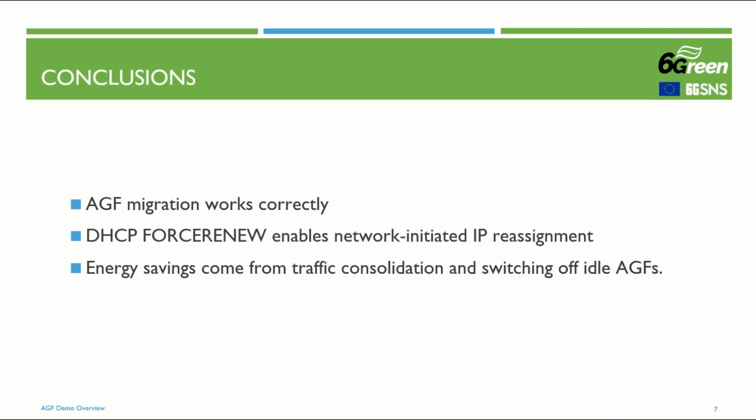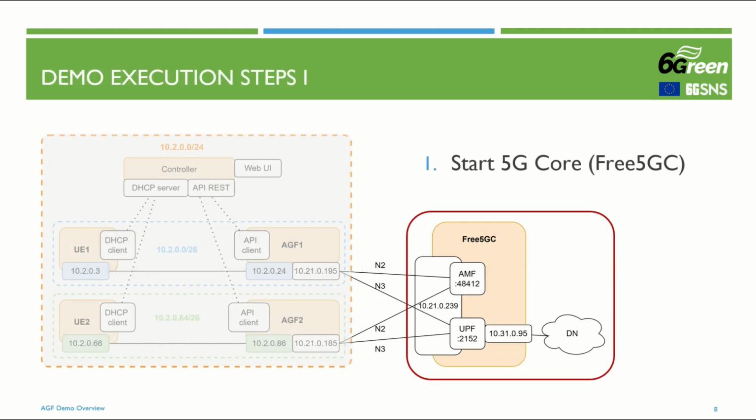In conclusion, the implemented AGF supports full migration using DHCP force renew for network-initiated IP reassignment. Traffic consolidation onto a single active AGF enables meaningful energy savings. The solution is deployable on commodity hardware with smart NIC acceleration, making it a viable and efficient approach for future 5G access network deployments. Now let us walk through the demo execution.